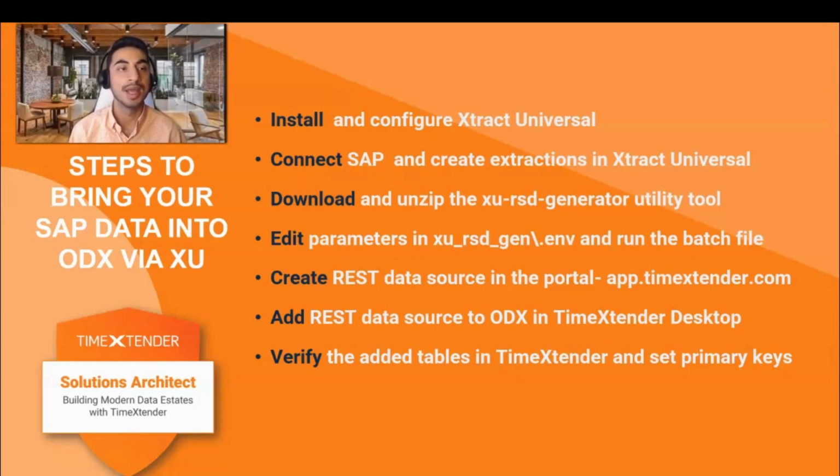Once that is done, we will map it to our ODX instance and then go to our desktop application, hit refresh, and see and map that data source. Once that is done, we will synchronize, do a transfer task, and verify that the tables are added. And then we can check and set primary keys.